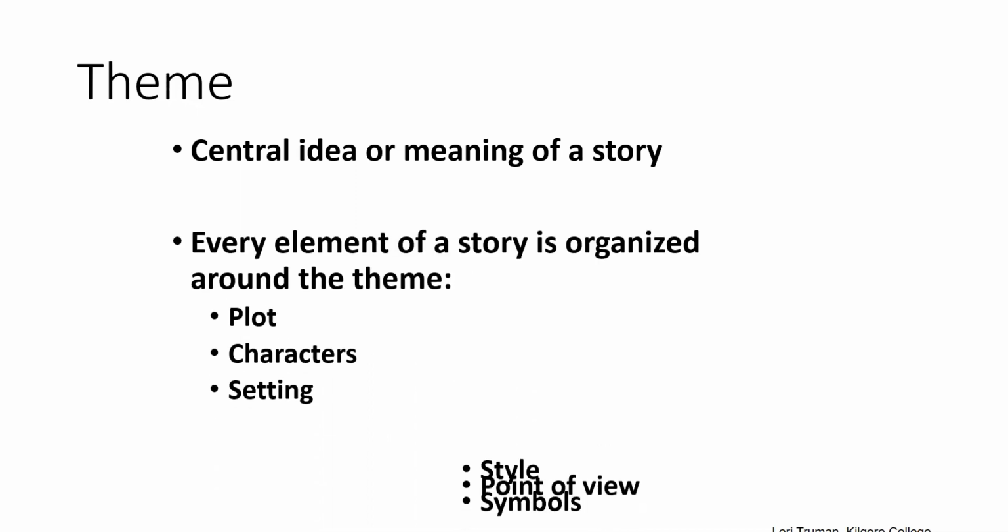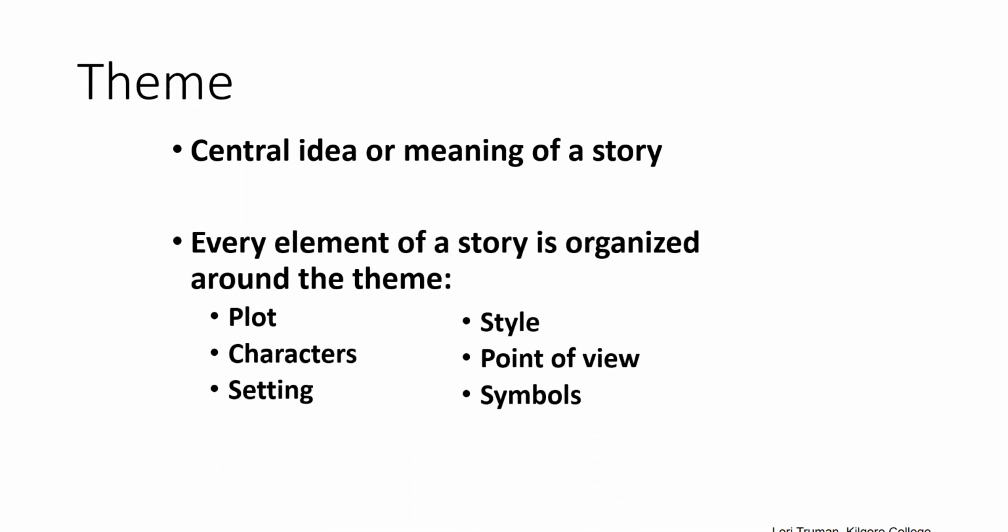Remember that every element that we've talked about, plot, characters, setting, style, point of view, symbols, all of these individual elements should reflect back to that all-important theme, the message. What was the author trying to say? Why did he or she choose certain characters' names? Why did he or she choose to use first-person point of view rather than third-person point of view? What were some of the symbols in the story? What was the setting? What kind of style did the writer use to portray this particular short story?